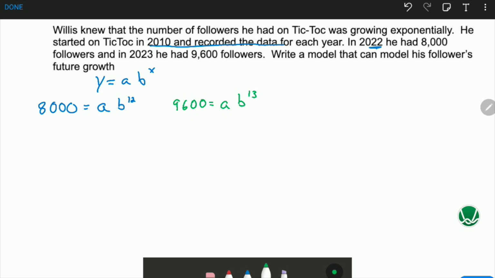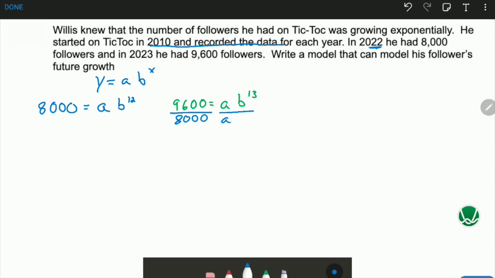Now, remember that even though we don't know what a and b are, we do know that these sides are equivalent. They're equal to each other. So the 8,000 is equal to whatever a times b to the power of 12 is. And for both equations, a and b are the same thing. So we can use a strategy here, very similar to systems of equations. And there are other approaches to this, but our strategy will just be to divide the second equation by the first equation.